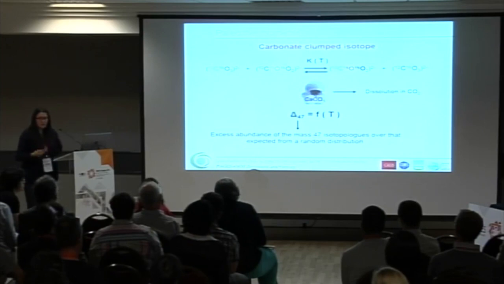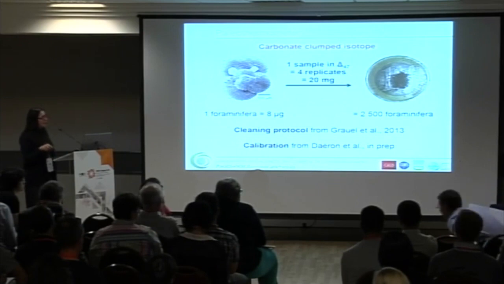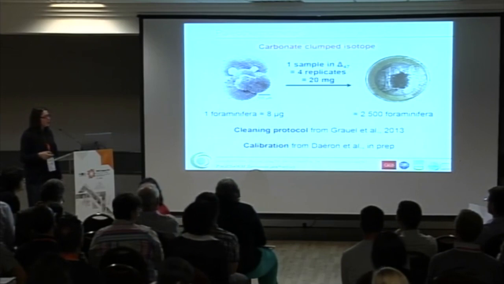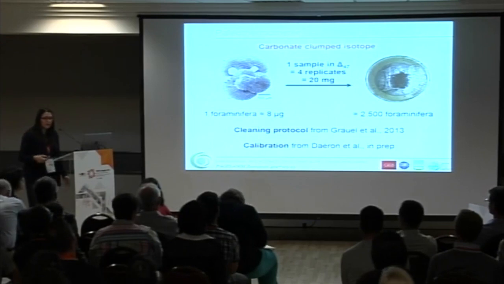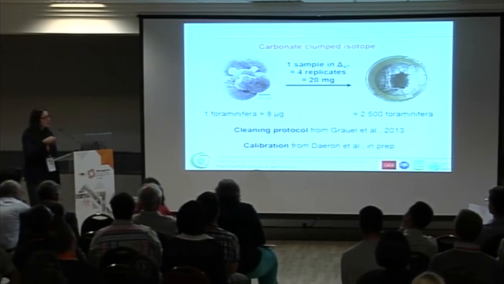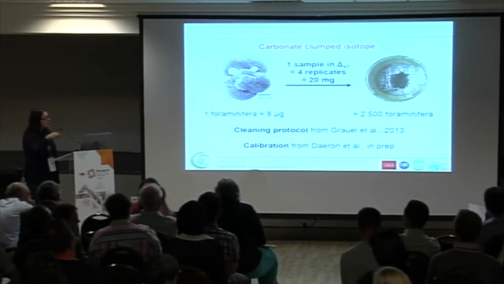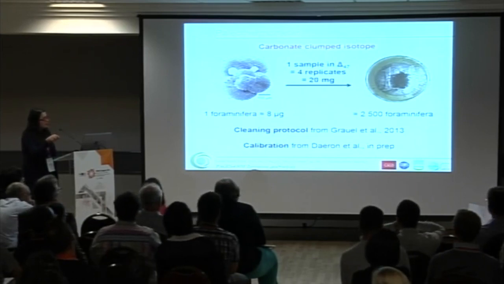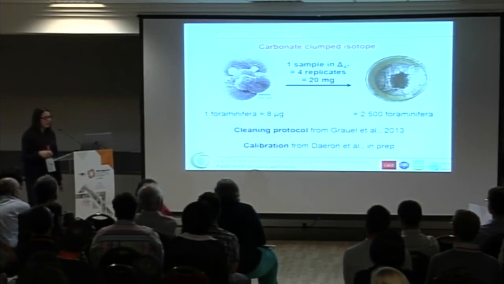Like I said, this method is relatively new, so we still have a lot of issues. For example, the quantity of material that we need to get a temperature from delta 47. For a sample with a minimum of 4 replicates to have a statistically significant temperature, I have to pick 20 milligrams of foraminifera. A planktonic foraminifera weighs less than 2 micrograms, so for 20 milligrams, I have to pick around 2,500 foraminifera.